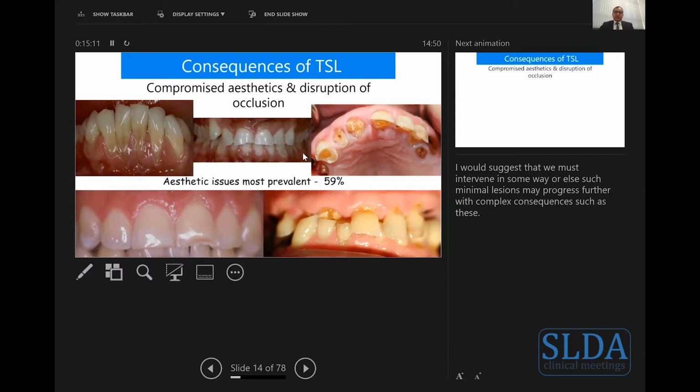A significant consequence that, for example, Alex Milosevic, when he was at Liverpool, suggested is that with his group of patients, aesthetics was the most common complaint that his group of patients reported. About 60% of his patients reported appearance to be a major concern. And in addition to that, as the tooth surface loss progresses, you can see increased loss of tooth to the extent they become completely unrestorable and potentially require an overdenture or even extraction and replacement of these teeth.